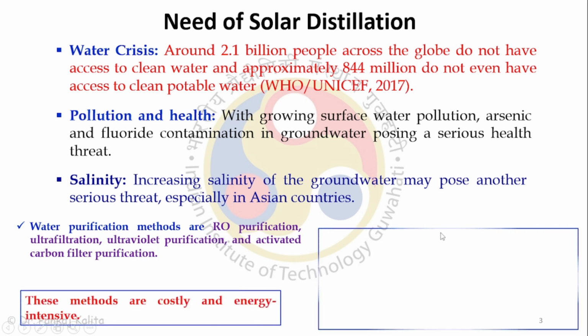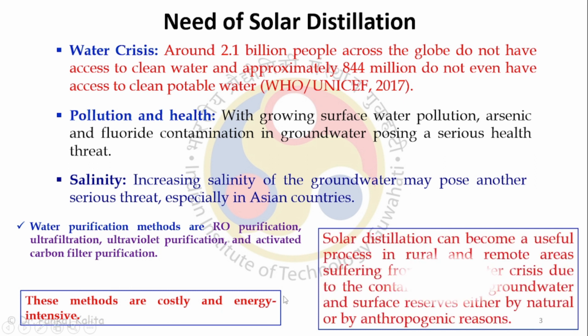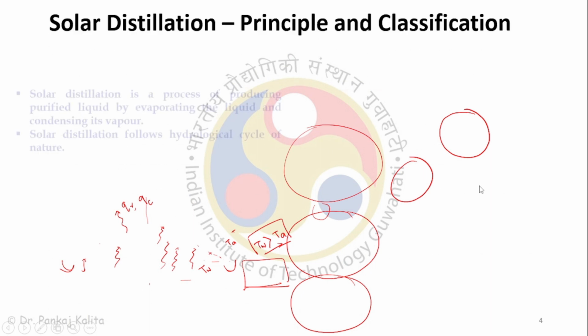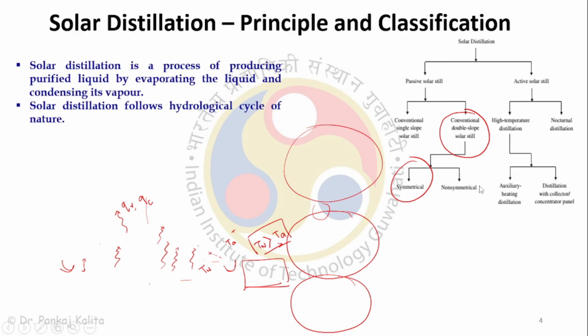So what are the disadvantages of these methods? They are very costly and energy intensive, and one more thing which is not mentioned here, they waste a lot of water. So solar distillation can be a very useful technology for this. Okay. So basically, solar distillation can be of two types.